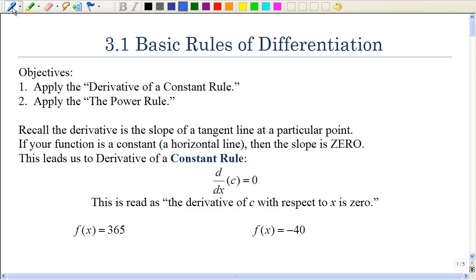In Chapter 3, we finally get to what I would call the meat of calculus. We're going to be learning many different rules of how to take the derivative. Recall in Chapter 2, we used the definition. Well, now we get to use the shortcuts. So the first two rules we're going to learn are the constant rule and the power rule.